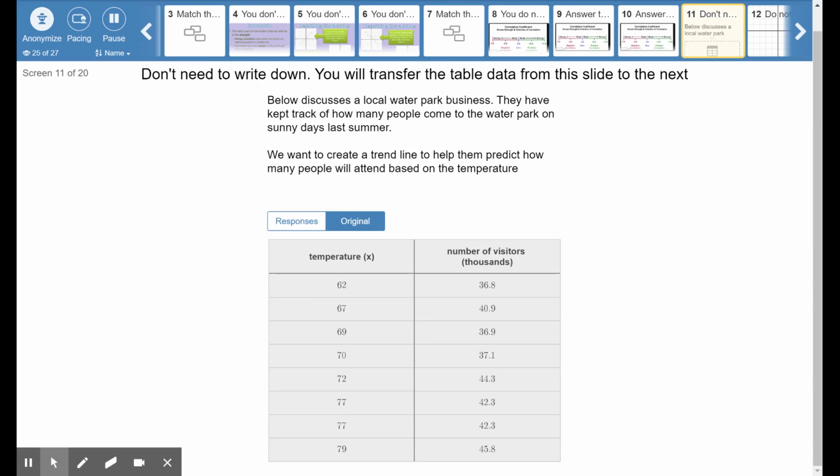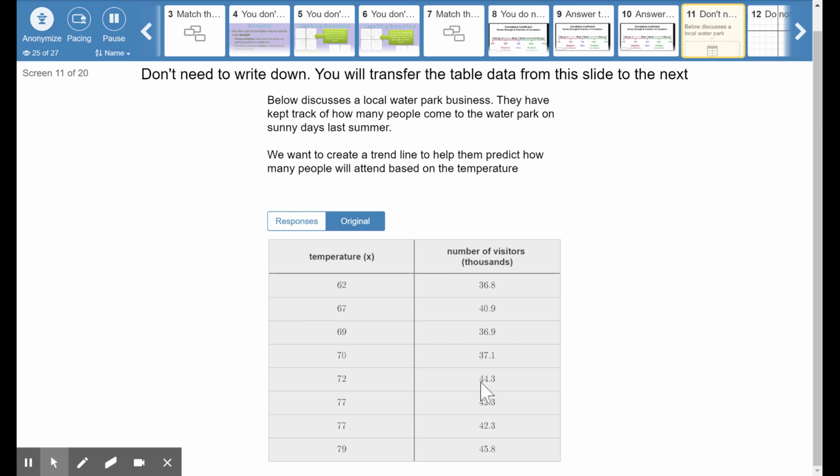For these upcoming problems, you want to use this table. The temperature is your X value, and the number of visitors in thousands is your Y value. We're just trying to track how many people come to a water park on the sunny days last summer. So in the next slide, we are going to create a trend line or line of best fit to help the water park business predict how many people will attend based on the temperature.